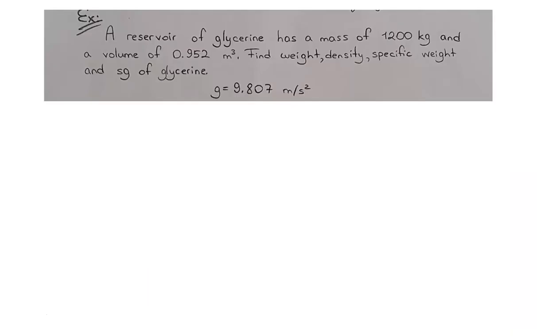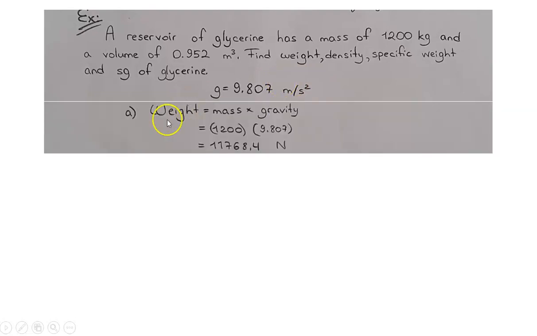There is an example we can quickly look at to apply some of the quantities that we have evaluated. A reservoir of glycerin has a mass of 1,200 kilograms and a volume of 0.952 cubic meters. Find the weight, the density, the specific weight, and the specific gravity of glycerin. Take your acceleration due to gravity as 9.807 meters per second squared. So let's begin. We know that weight is equal to mass times gravity. From the question, we know the mass is 1,200 kilograms.